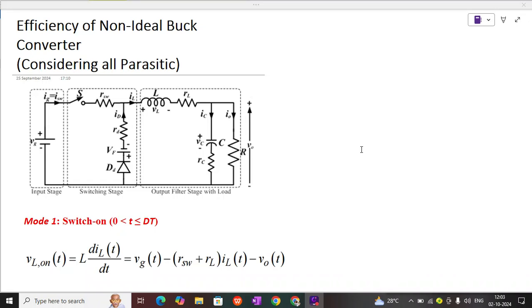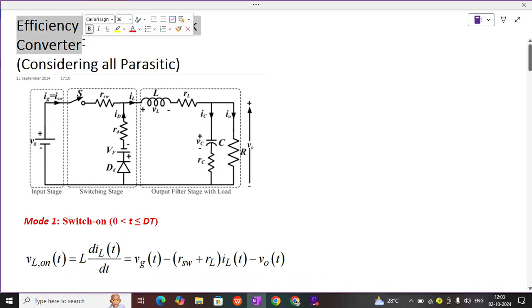So in this particular lecture we will talk about efficiency of non-ideal buck converter. This is a general question: if all parasitics are considered in any DC to DC converter, then what expression will we get for the efficiency? My name is Ashish and in this video we will talk about efficiency of non-ideal buck converter.